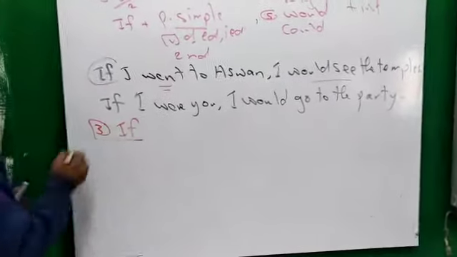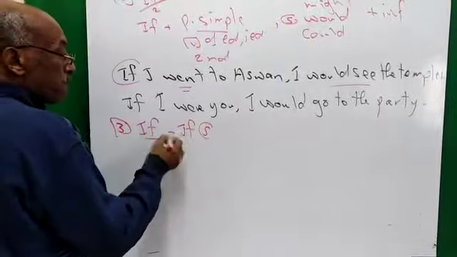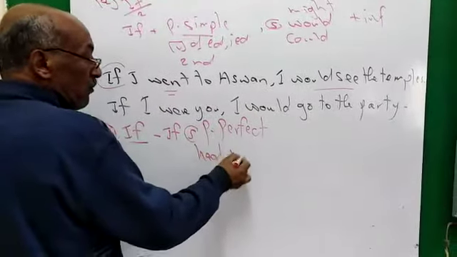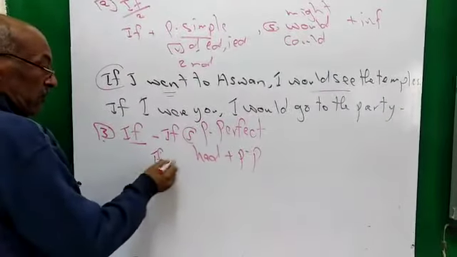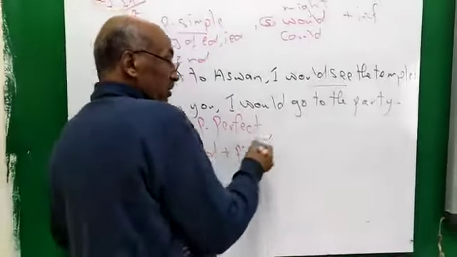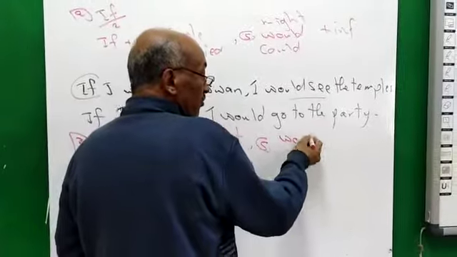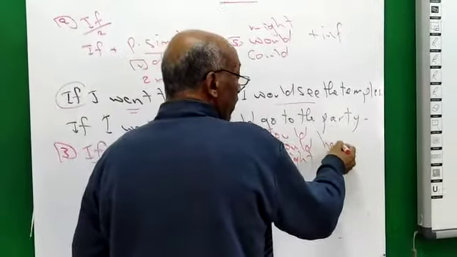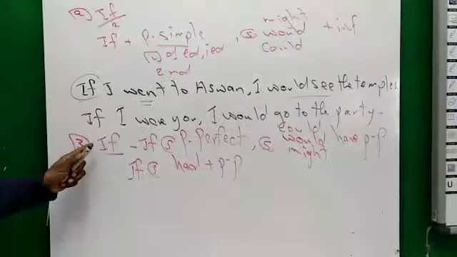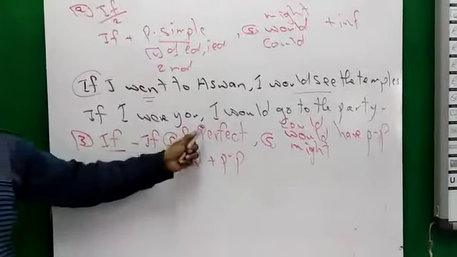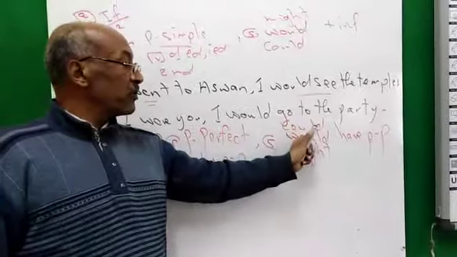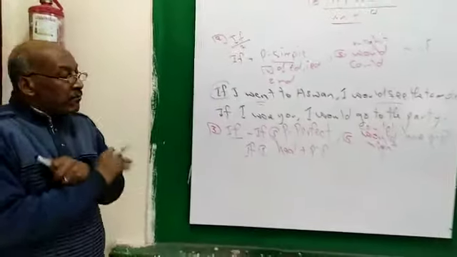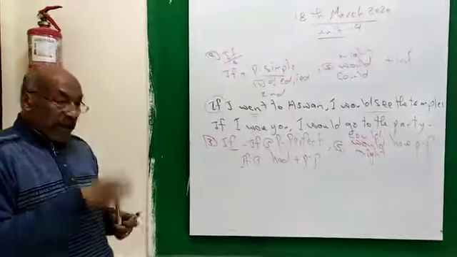If, third case: if plus past perfect, had plus past participle. If subject had past participle, the answer of the condition: subject would, could, might have plus past participle. So in the third case, past perfect twice, and then would, could, might have plus past participle. It's used to indicate an event that is impossible to happen because you talk about something that happened in the past.